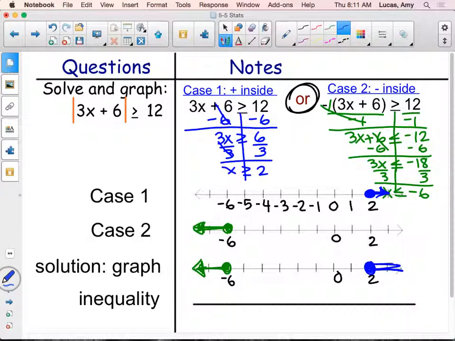So when the distance away from something is greater, it's moving farther away. So that's why we would have 2 rays to represent all of these. Because it might be moving in the positive direction away or the negative direction. So x is less than or equal to -6, or x is greater than or equal to 2.